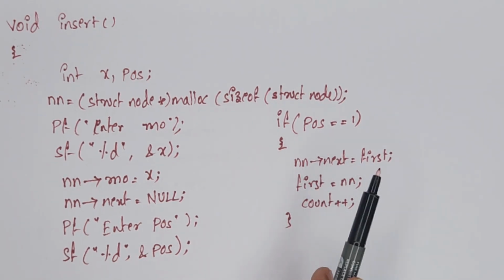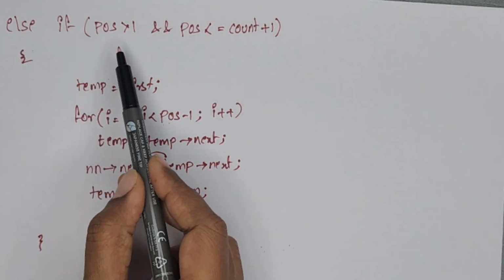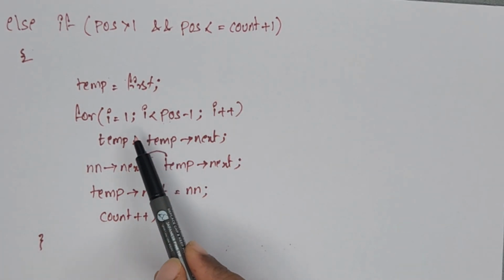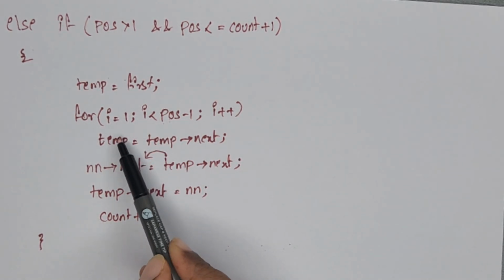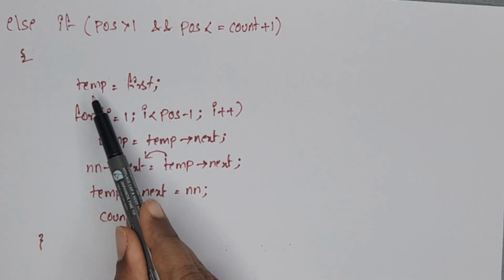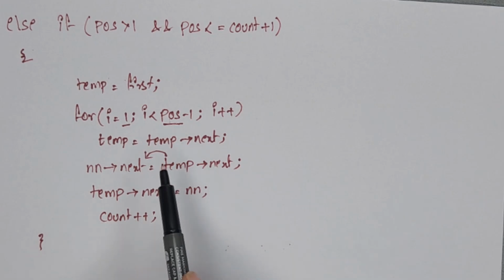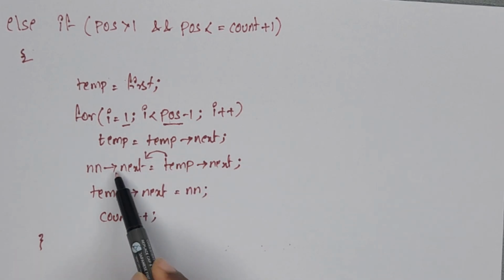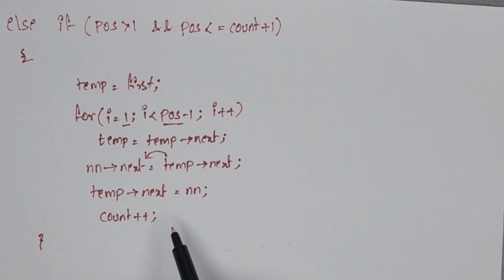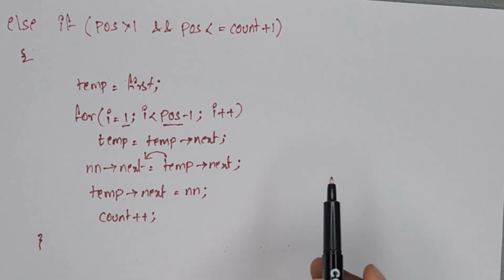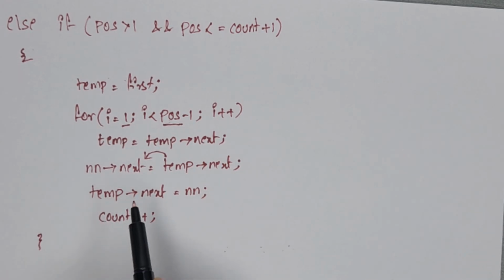If position is not equal to 1, if it is greater than 1 and less than or equal to count plus 1, then first, first is assigned to temp. So now temp is at the first node. Now temp moves from the first node to position minus 1. Afterwards, temp of next becomes new node of next, and temp of next equals new node. So you just have to practice the diagram. Once you understand the diagram, you can easily write it.